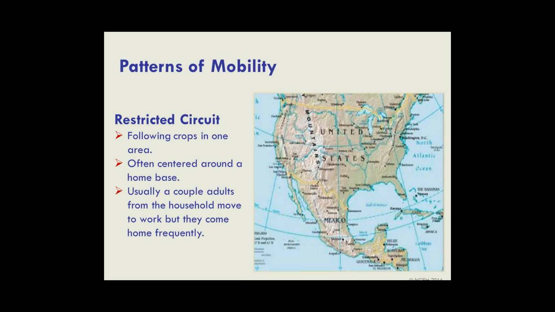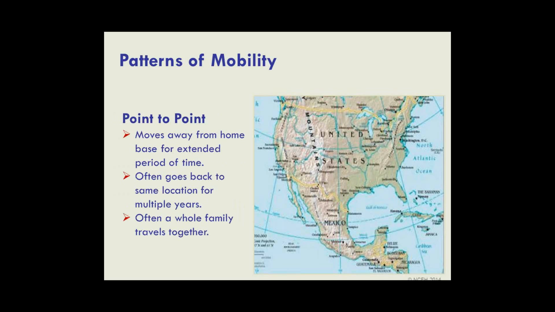Restricted circuit: following crops in one area, often centered around a home base. Usually a couple of adults from the household move to work, but they come home frequently. Point to point: they move away from their home base for an extended period of time. They often go back to the same location for multiple years, and often a whole family travels together.